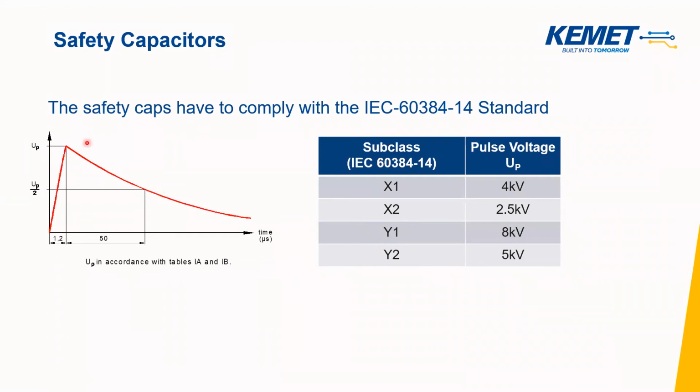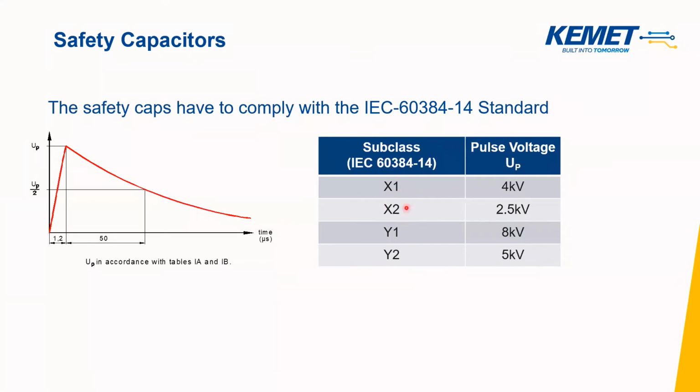And if it can withstand 5 kilovolts, then it's rated as Y2 grade. And similarly for X1 and X2, as differential mode capacitors, you have 4 kilovolts and 2.5 kilovolts respectively. What this also means is that, interestingly, a Y1 capacitor can be used also as a Y2 capacitor and also as an X2 and X1 capacitor.